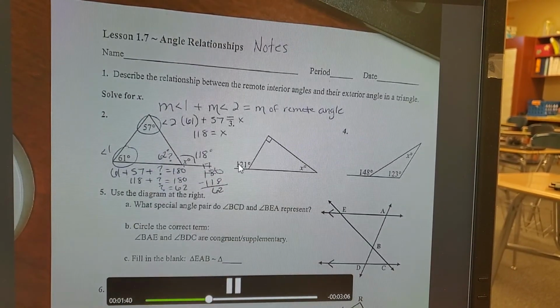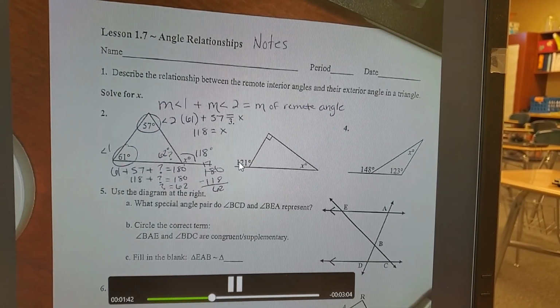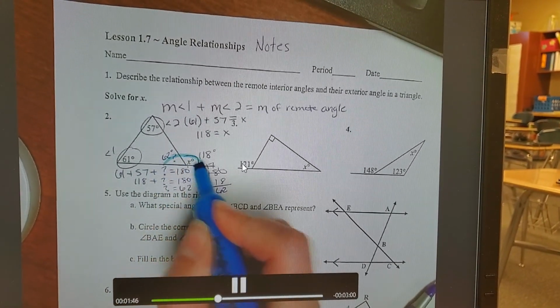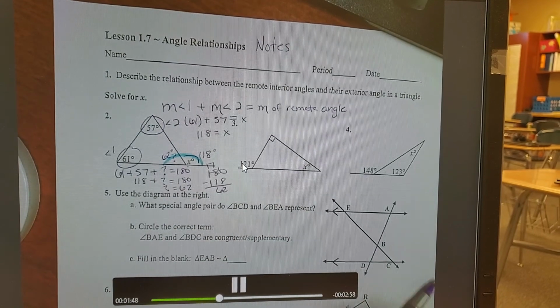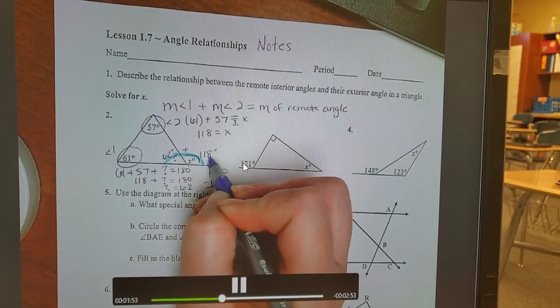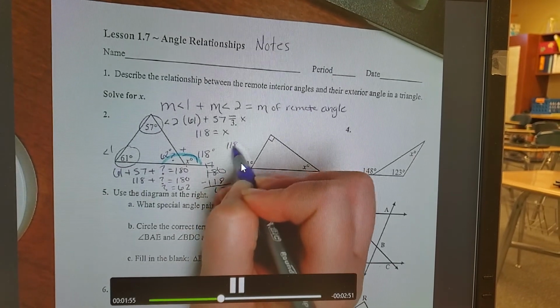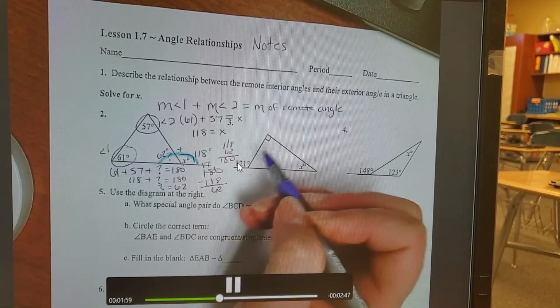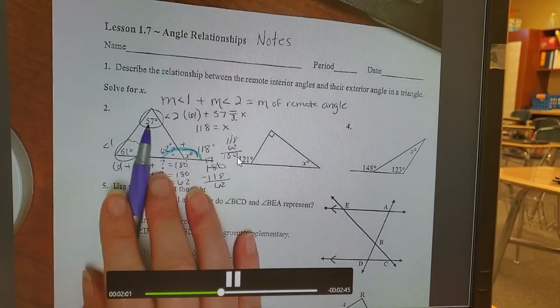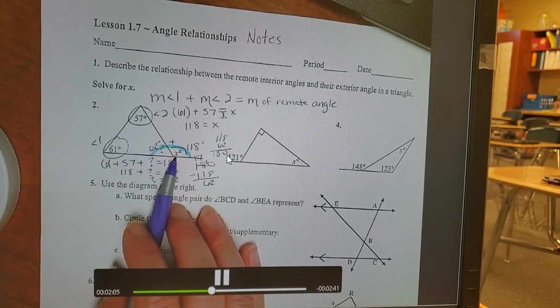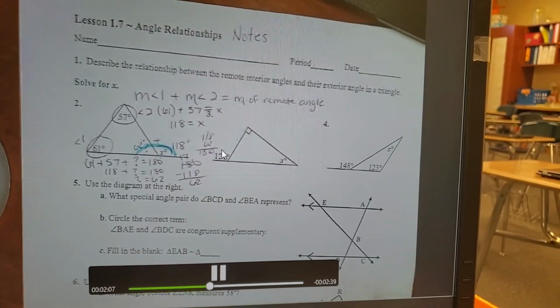Now I can check that if I want to. Reminder, that's a straight line right there, a 180 degree supplemental or linear pair. Those two together should equal 180. Go ahead and try that out. 118 plus 62. Let me know if I made a mistake. 180 degrees for the triangle and 180 degrees for the linear pair or the supplementary angles.